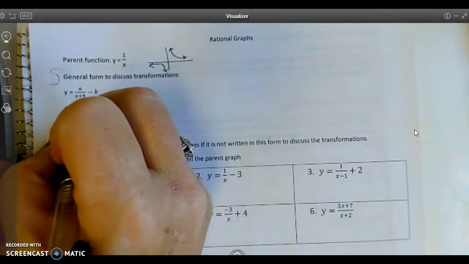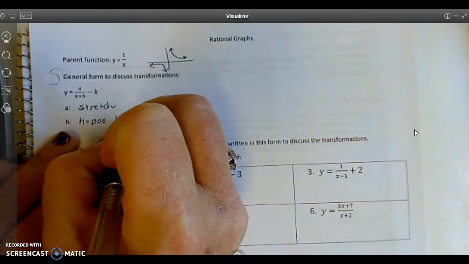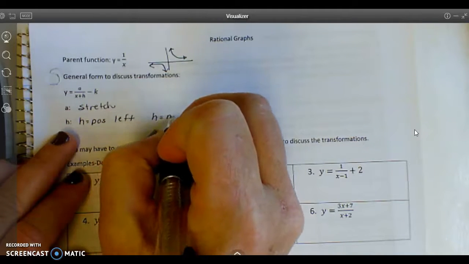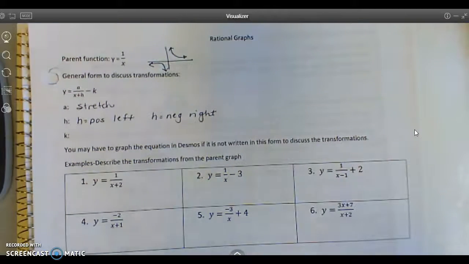H, if H is positive, it moves to the left. If H is negative, it moves to the right. So it's opposite of what you think should happen there.